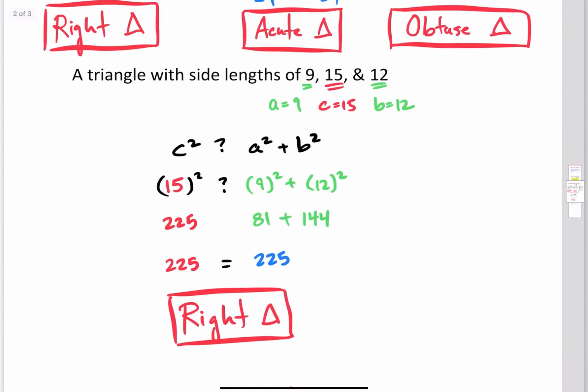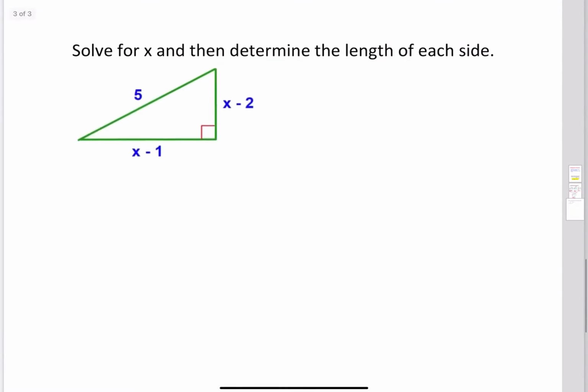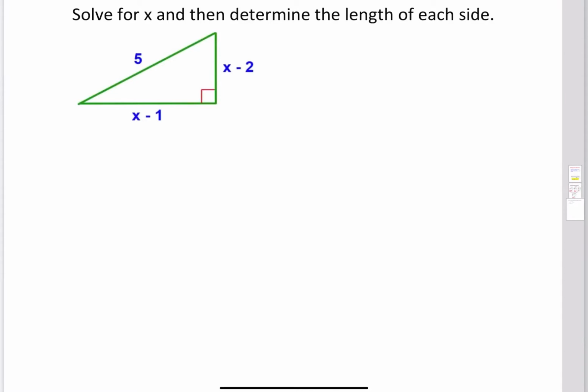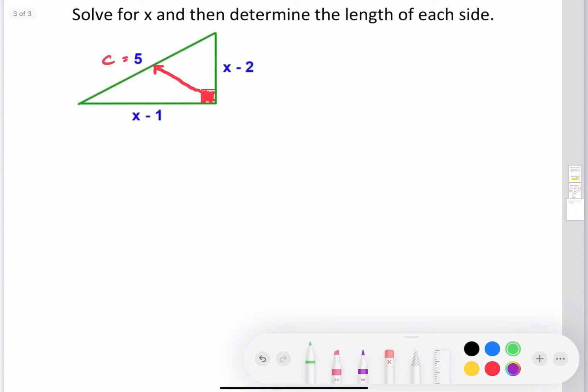So this next part is looking for our variable x. So here we got a right triangle. We see that we have a right triangle because of that right angle at the bottom right-hand corner. And we know from this right angle that we have a C value of 5. So now that means the other two sides are going to be our A and our B.